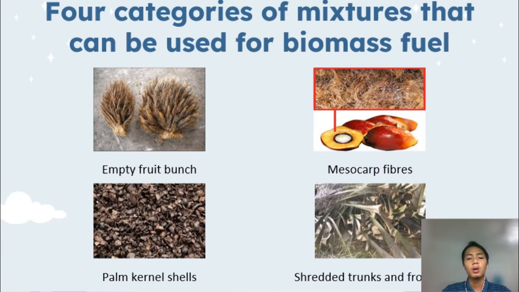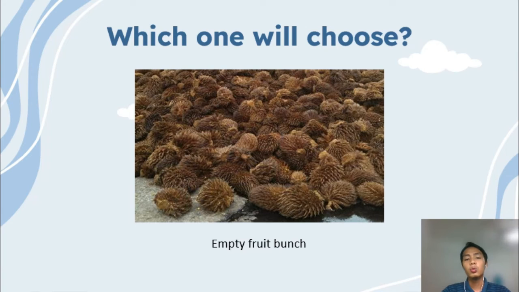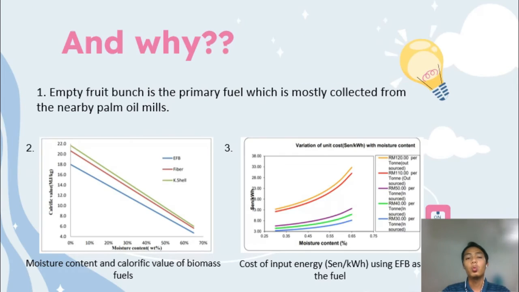So, four categories of mixture that can be used for biomass fuel: first is empty fruit bunch, second is mesocarp fibre, third is palm kernel shell, and fourth is shredded trunk and fronds. So next is which one we choose. We choose empty fruit bunch, and why?